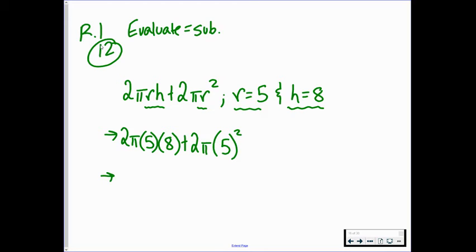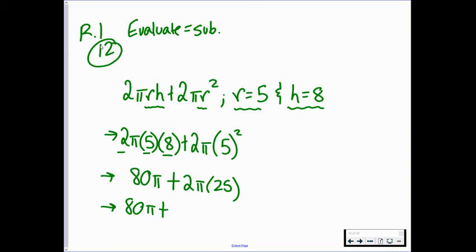Now we're just going to simplify. 2 times 5 times 8 is 80 pi plus 2 times pi. 5 squared is 25. So that last part we can actually simplify. 2 times 25 to be 50 pi. And combine those like terms together because they both have a factor of pi. 80 plus 50 is simply 130 pi. And that's all that evaluates to be, 130 pi.